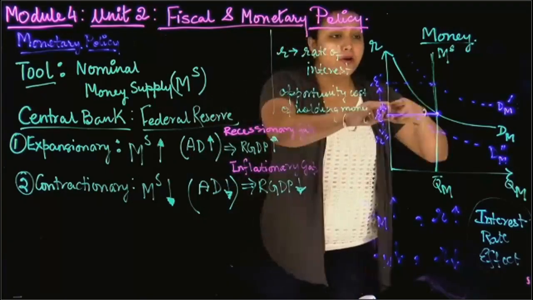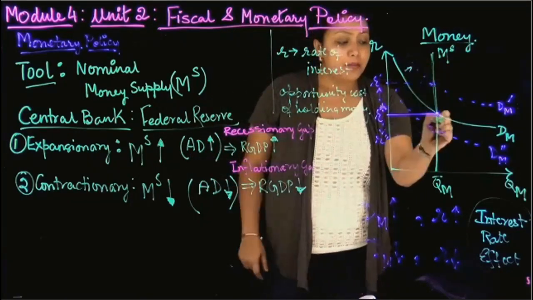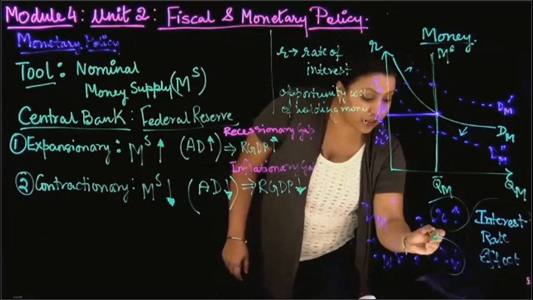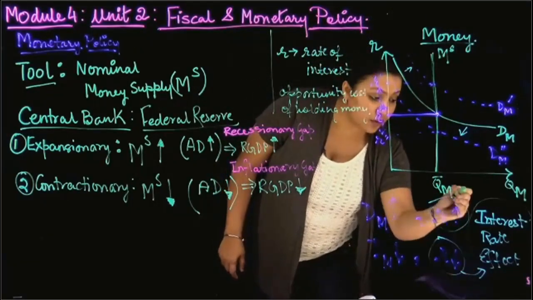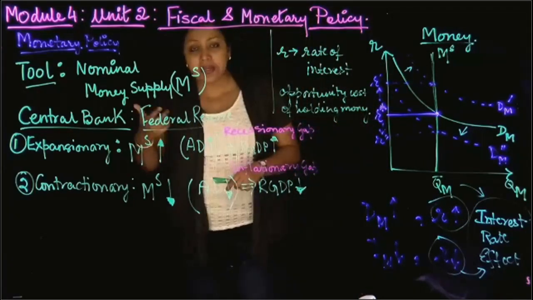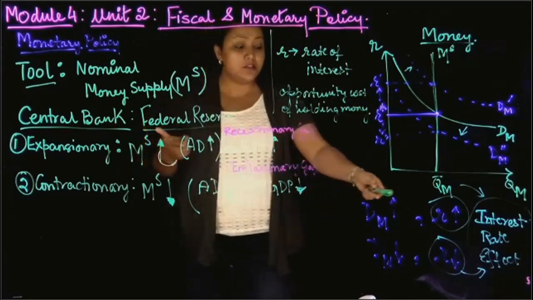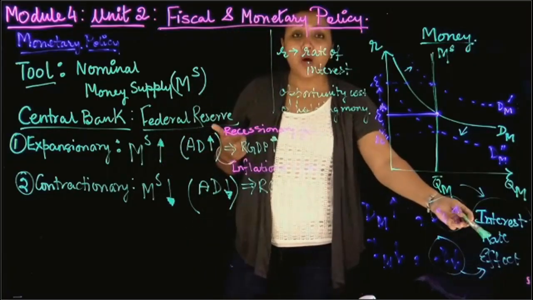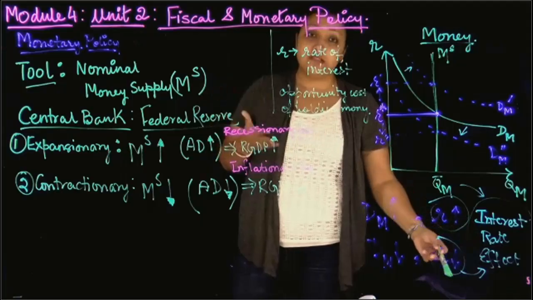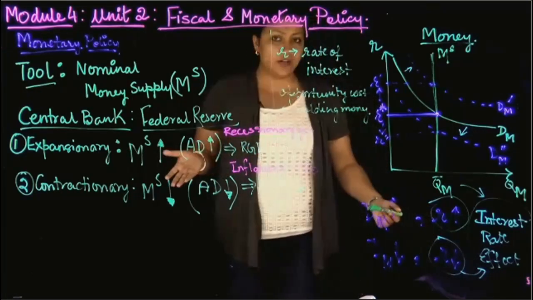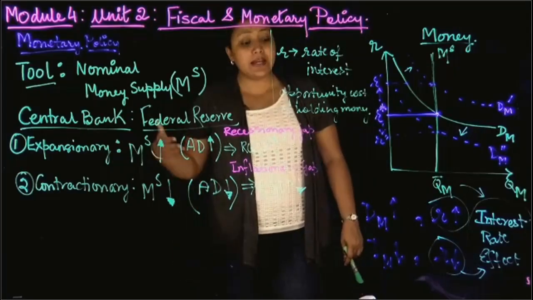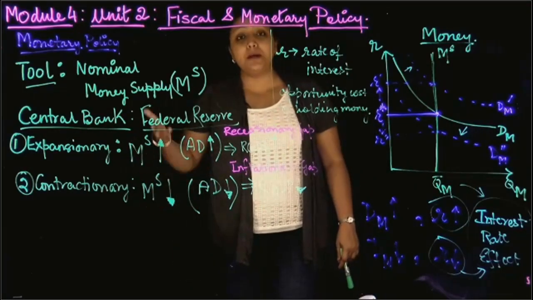So if demand for money goes up or demand for money goes down, that will affect the rate of interest in the economy, and as a result of that, the interest rate effect will kick in and the aggregate demand will be affected. Please go back to module 4 unit 1 and listen to interest rate effect and see what I mean by interest rate effect, okay? So the interest rate effect will kick in and the aggregate demand will get affected.